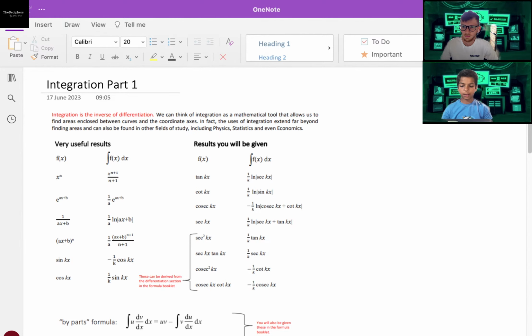So we're going to be doing a free A-level revision session, and it's going to be about integration. Right. Excellent. So I'm Isaac, an experienced maths teacher, helping out with the Deciphers.org and helping deliver these free online revision sessions. And as Cordelia said, we're going to be looking at integration today.